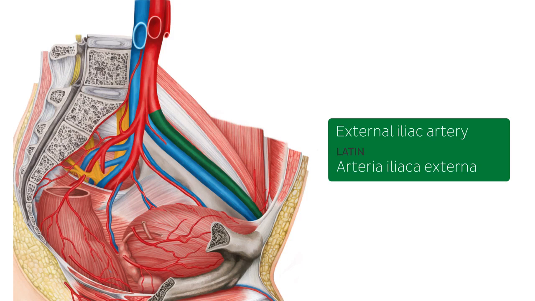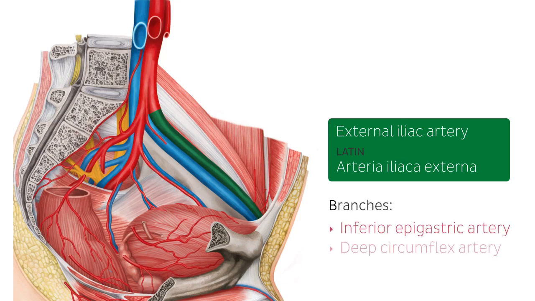The external iliac arteries are paired arteries that are the second branches from the common iliac arteries, and the left and right external iliac arteries travel inferiorly, laterally, and anteriorly in the pelvis, giving off two branches, the inferior epigastric artery and the deep circumflex artery, and finally continuing as a very important artery of the lower extremity, the femoral artery, which is the terminal branch.